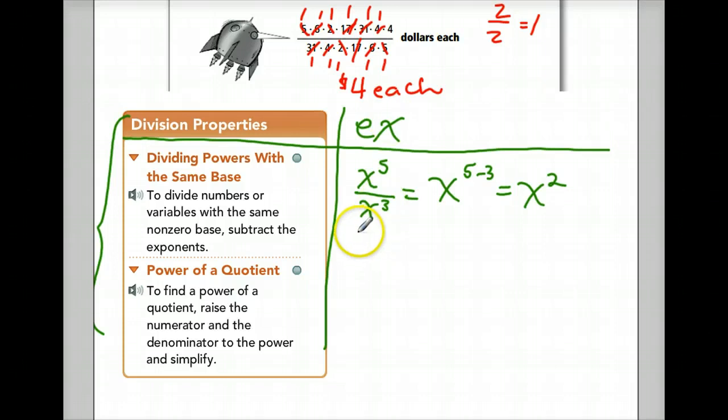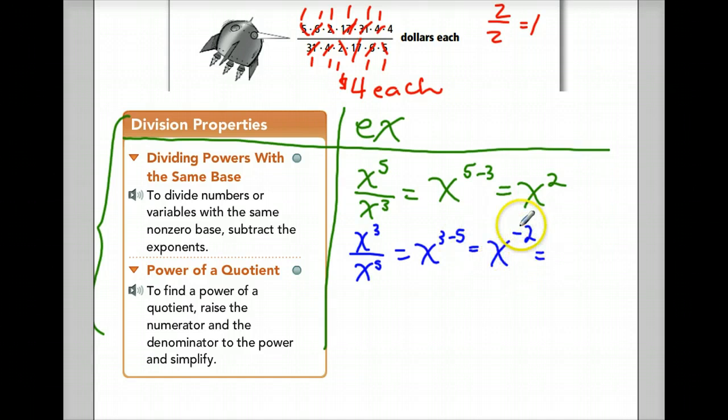Well, what happens when it's negative? Let's try another one. Let's switch it: x to the 3rd power over x to the 5th power. Well, we still do the same thing. We always subtract the bottom from whatever's on top. So this would be x to the 3 minus 5. We flip-flop them. Notice the difference. Well, now this is x to the negative 2. But we don't like negative exponents. And we learned yesterday, when we have negative exponents, we flip them to the bottom of our fraction. So this is now 1 over x squared. So look at the difference here. The top answer is x squared. The bottom is 1 over x squared.